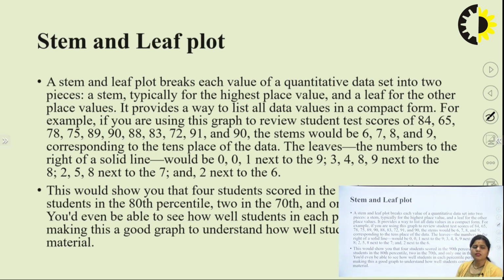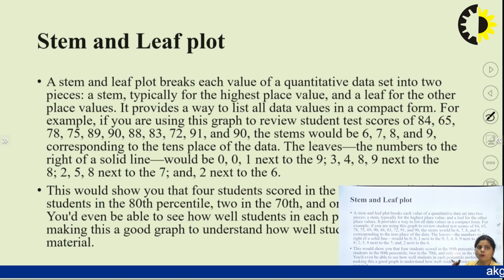So this would show you that 4 students scored in the 90th percentile, 3 students in the 80th percentile, 2 in the 70th percentile and 1 in the 60th percentile. So you are able to see how well students in each percentile performed here, making this a good graph to understand how well students comprehend the material.